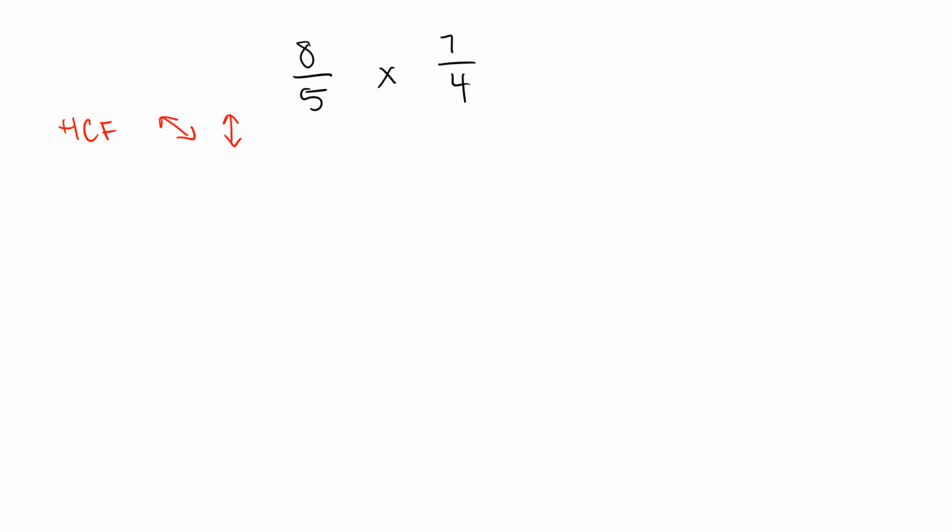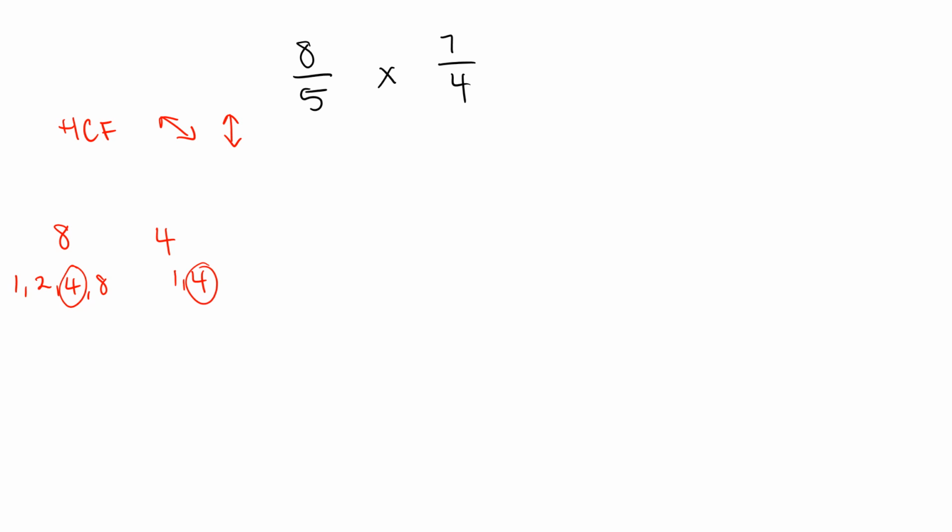Now, looking at 8 and 5, same thing. Their highest common factor is 1. And 7 and 4, their highest common factor is 1 as well. So we can't do any cancelling there. Now, looking at 8 and 4, though, I know that the factors of 8 are 1, 2, 4, and 8. And the factors of 4 are 1 and 4. So my highest common factor in this case is 4.